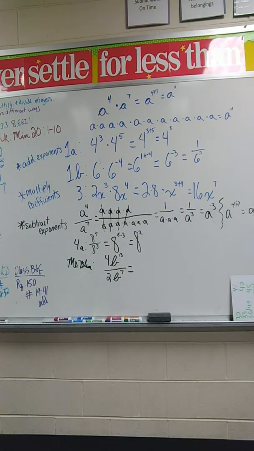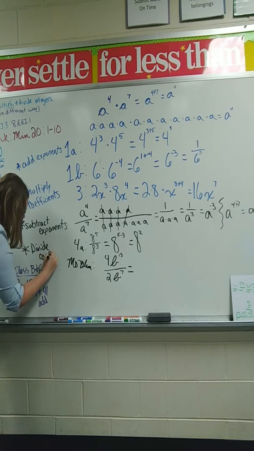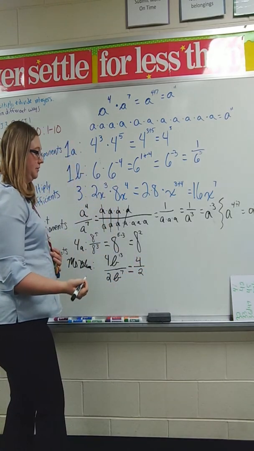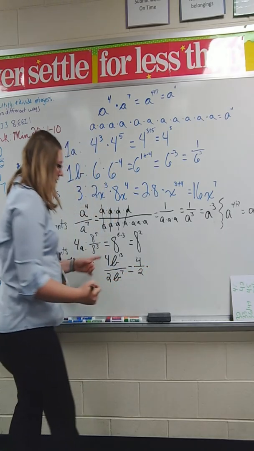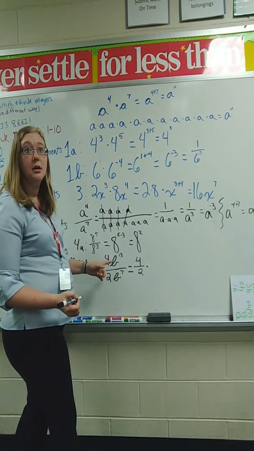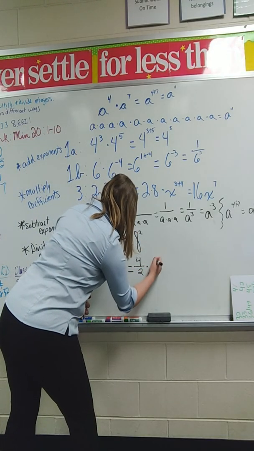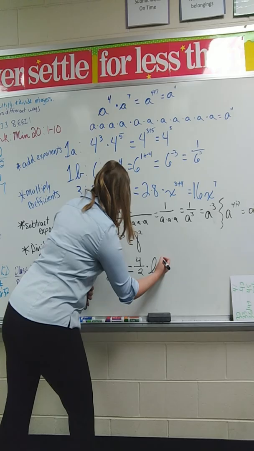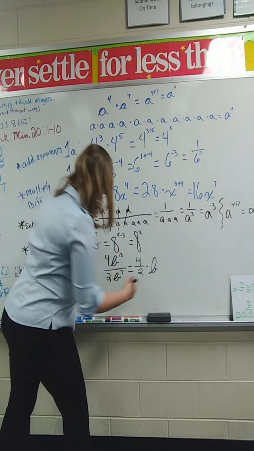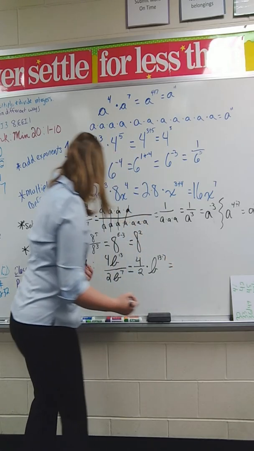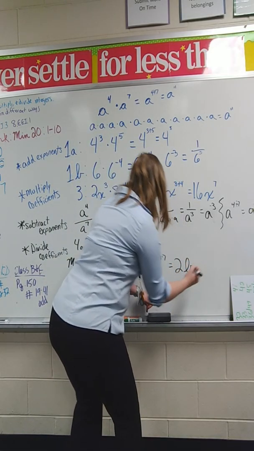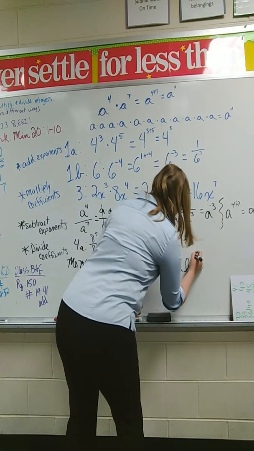I am going to divide my coefficients. So I'm going to take 4 over 2 times. My base is what? B. What do I do with my exponents? I'm subtracting. This is the quotient of powers property. 13 minus 7. 6. What is 4 divided by 2? 2. Keep my base of b. 2b to the 6th power. 13 minus 7 is 6. So 2b to the 6th.